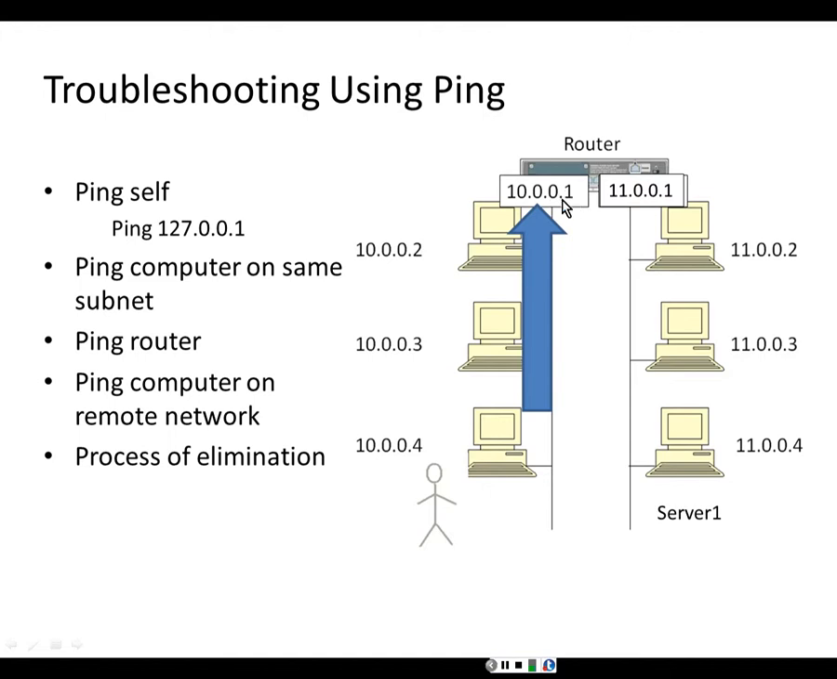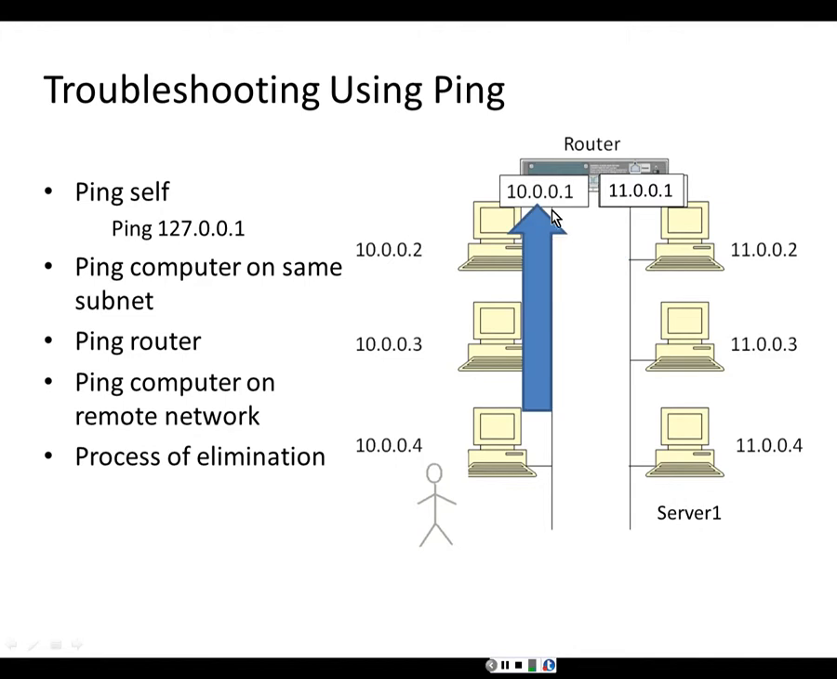Now, as you know, a router has 2 or more network interface cards in it. So if I try to ping the near side of the router and I cannot ping the router, that implies that either the router is not up and running or the cable is just not plugged into the router. If I can ping the near side of the router, then I know the cable is plugged into the router and that the router is up and running. Then I try to ping the network interface card on the far side of the router.